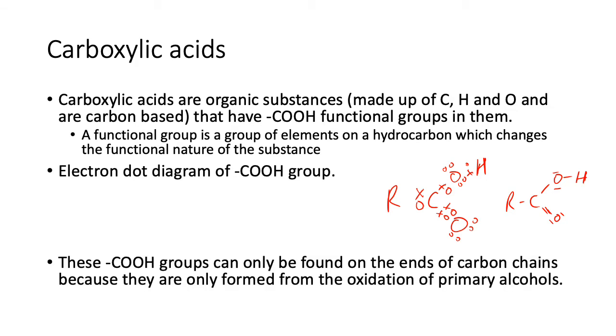These carboxylic acid groups are found only on the ends of carbon chains because they're formed from the oxidation of primary alcohols and aldehydes as well. Also, you've got 1, 2, 3 bonds already consumed by the functional group, so therefore you've only got one bond left, and so therefore you must be on the end. All right.